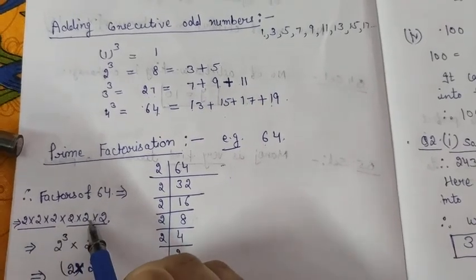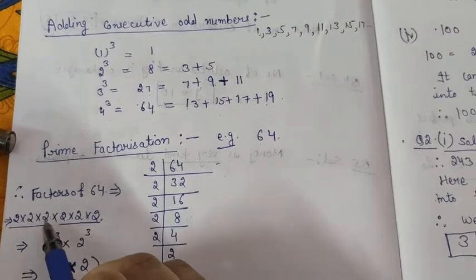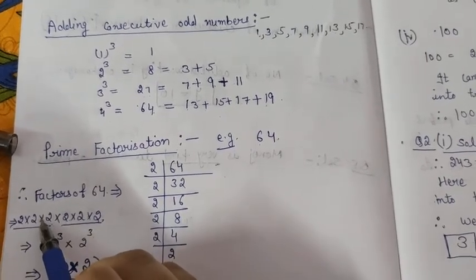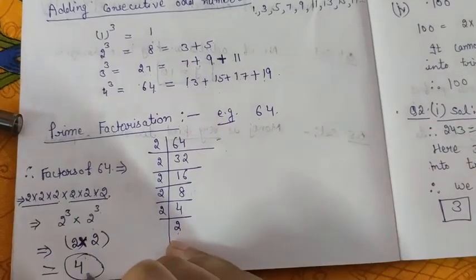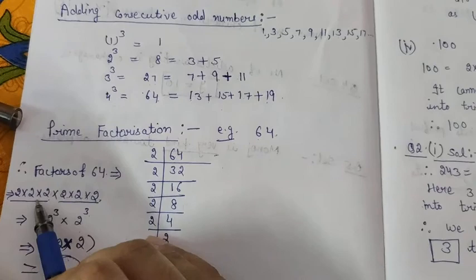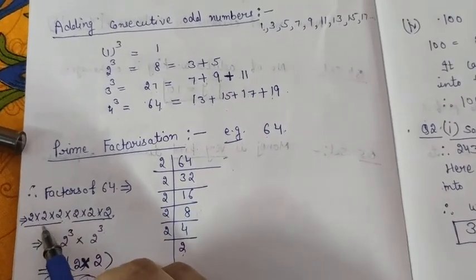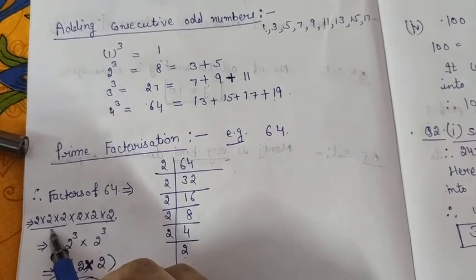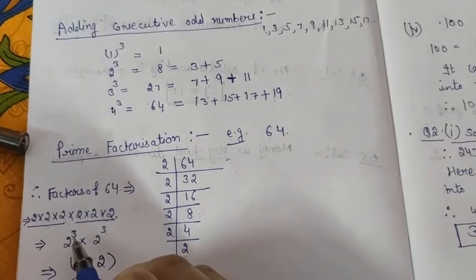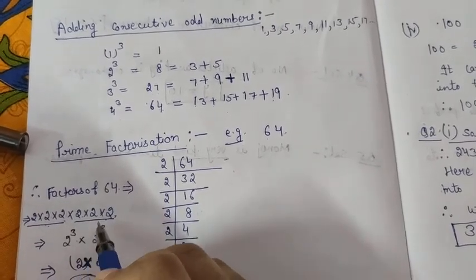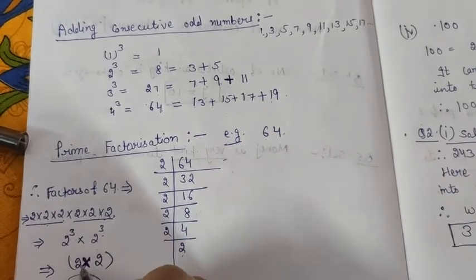Now the number 2 can be represented as triplets. Triplets means it can be represented as a group of 3 multiples. So this is a perfect cube number. 64 is a perfect cube number because its factors can be represented as triplets of its factor. Here 2 is given 3 times, so you can write it as 2 cube.